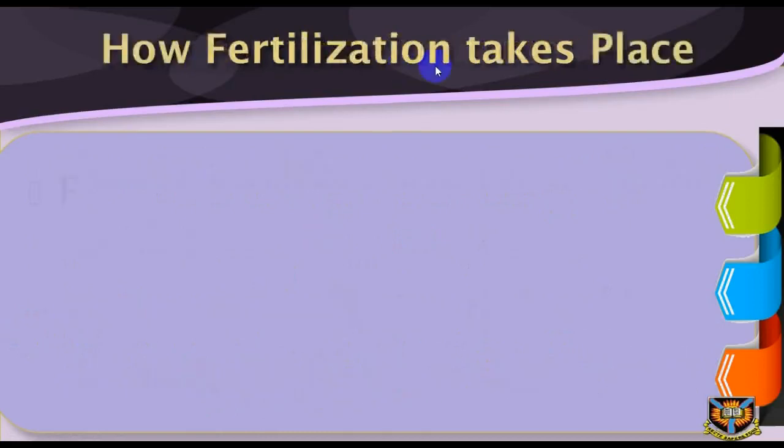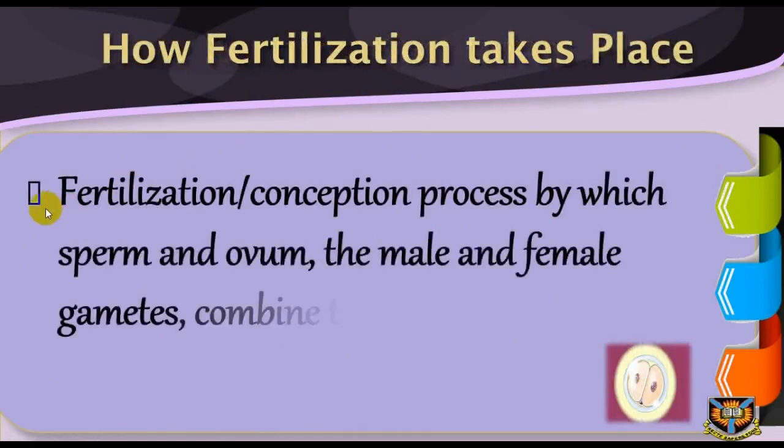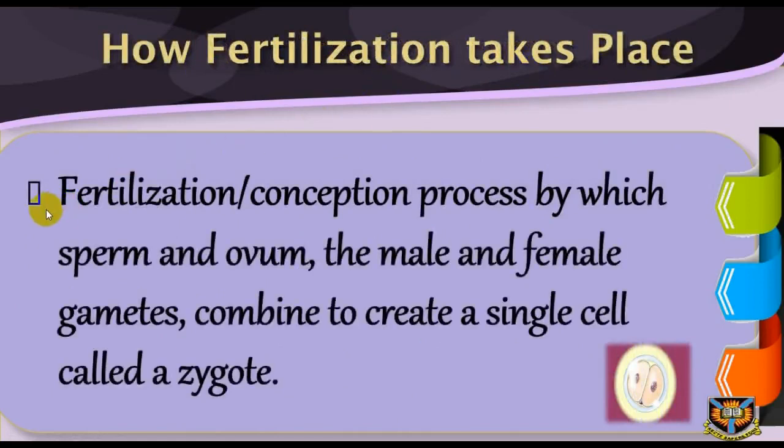How fertilization takes place. Every human being begins with a single spermatozoon, one of millions of sperm cells from the father, joins an ovum, one of the several 100,000 ova produced by the mother's body.